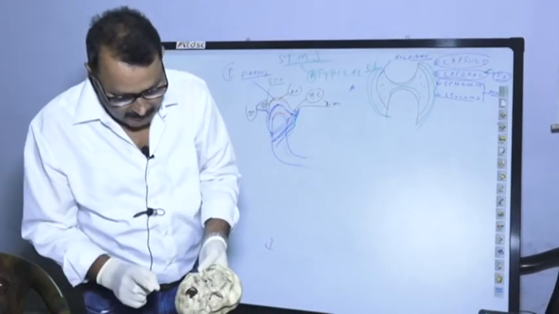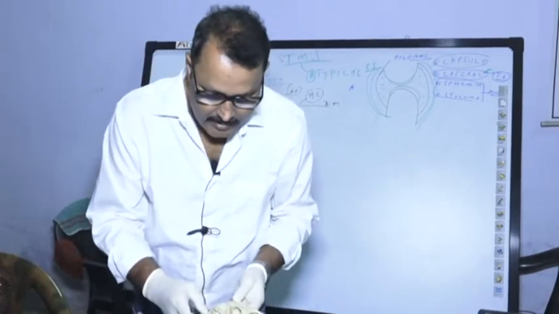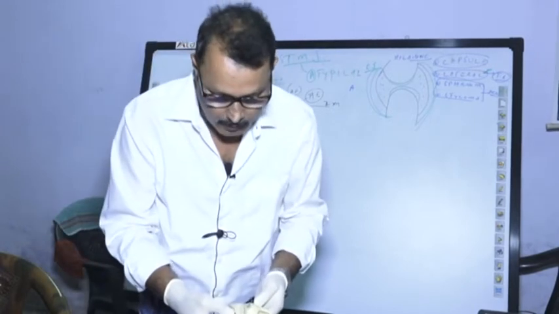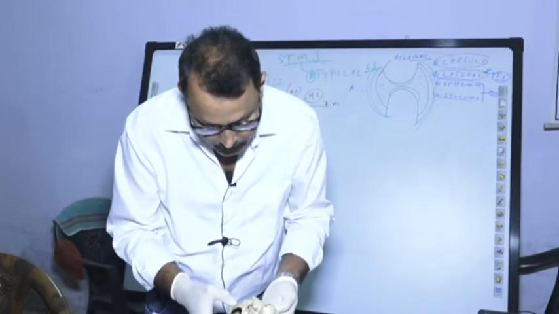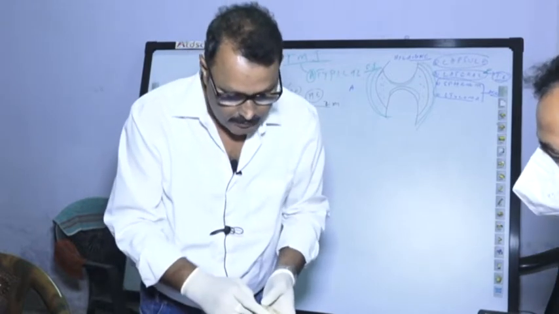And the second important thing which I want to show you, see this one. This one is the styloid process. Sorry, this one is the spine of the sphenoid. Here we have got the spine of the sphenoid. Okay?